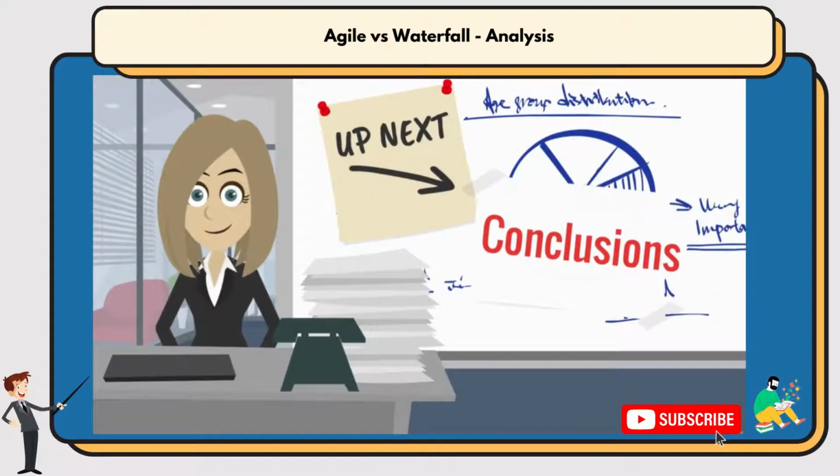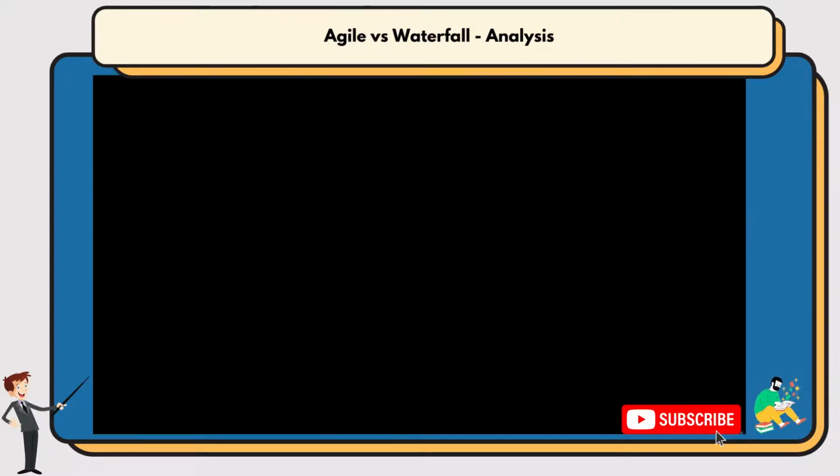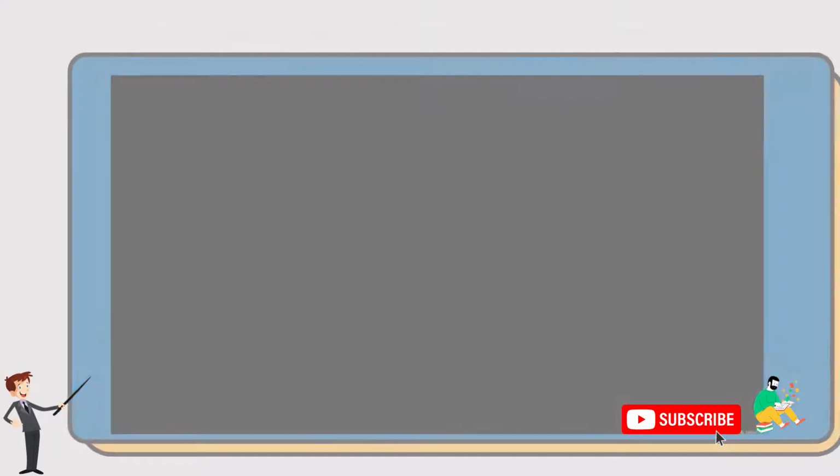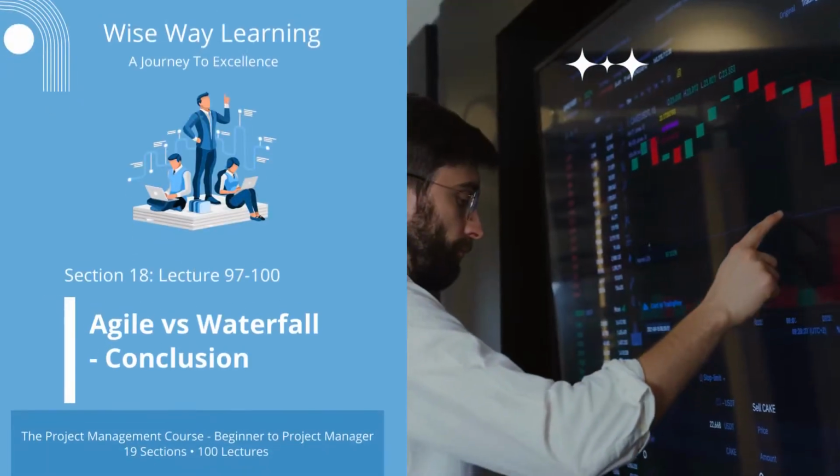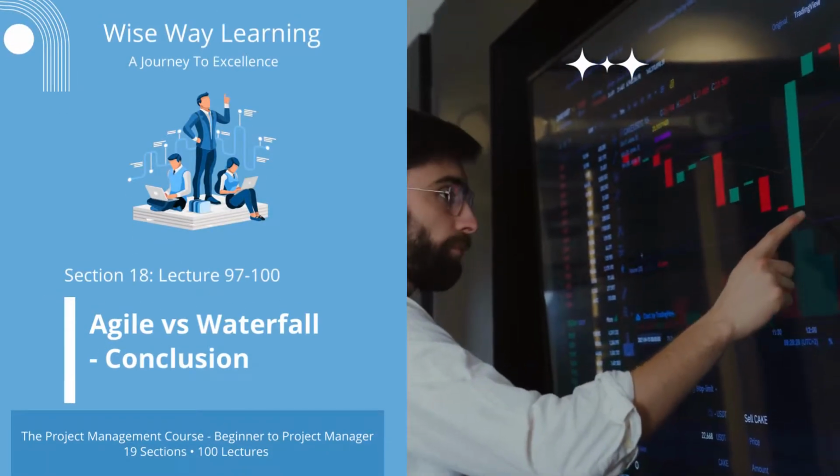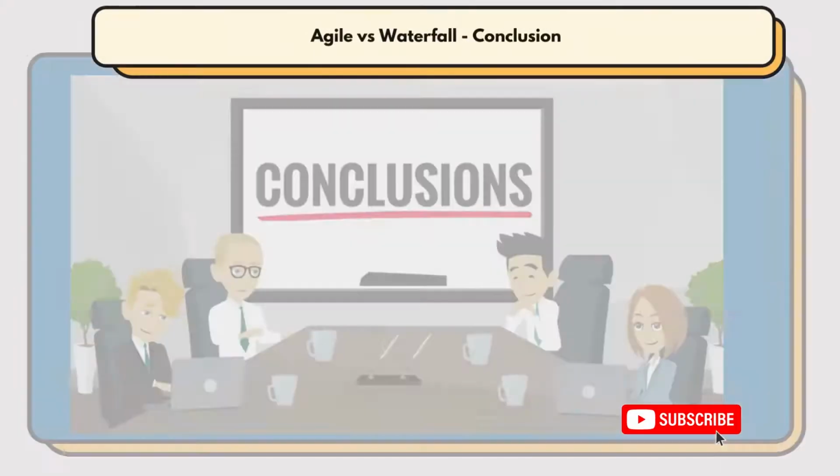Alright, after looking at all these details and specifics, we can brainstorm on the results and conclusions we can draw in the next video. See you there. Section 18 and lecture number 97, Agile versus Waterfall, Conclusion.